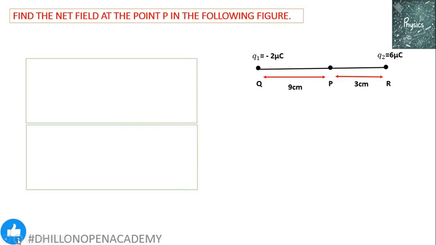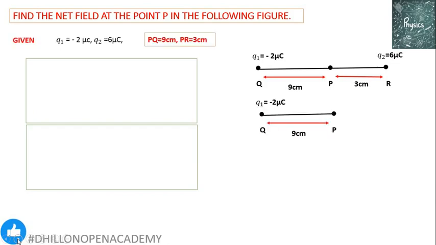We are again trying to solve the same question, but in this case Q1 is not positive but negative in nature. So the values are exactly the same, only the nature of Q1 is changed, but the process to find out the net field will remain the same. So first we will find at the point P only the electric field of Q1. Again the same step: suppose we place a positive test charge Q0 at point P.